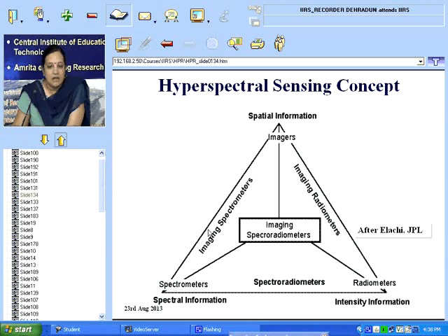Then if I have a spectrometry property, that means I have very narrow fine intervals, and at every interval I'm measuring the intensity information. We have spectroradiometers, which are used as a ground instrument for validation. So at any point of time, if you click on an object or a field of view, for that location you get a complete range of values, the reflected energy at every narrow interval of the wavelength. So it's a triangular concept: all three together combine to give imaging spectroradiometers, a combination of imagers, spectrometers, and radiometers.